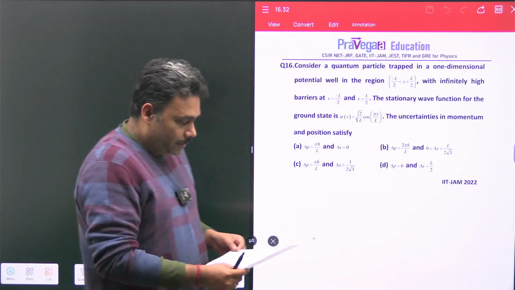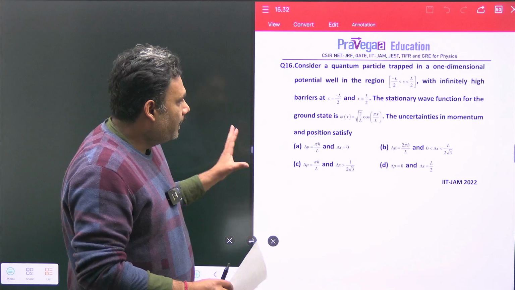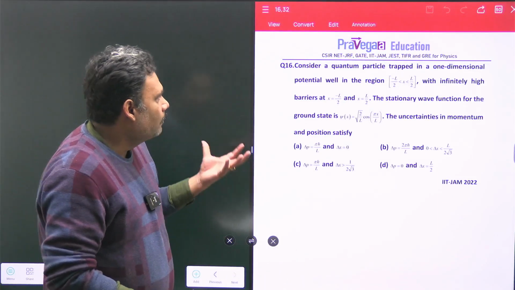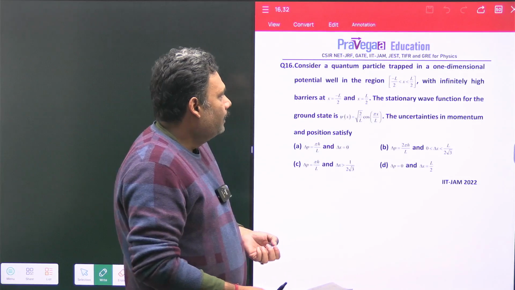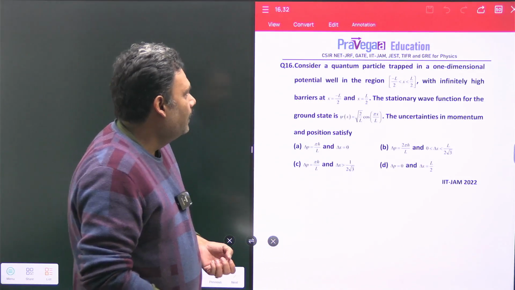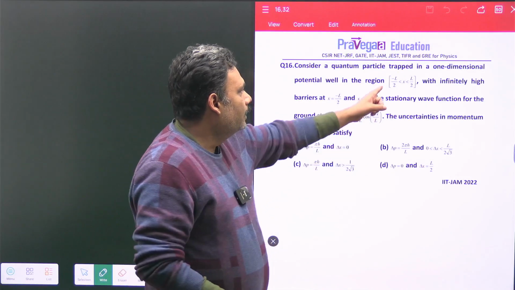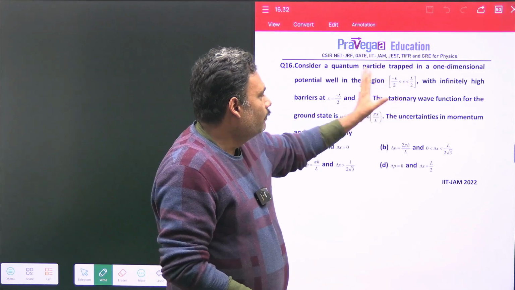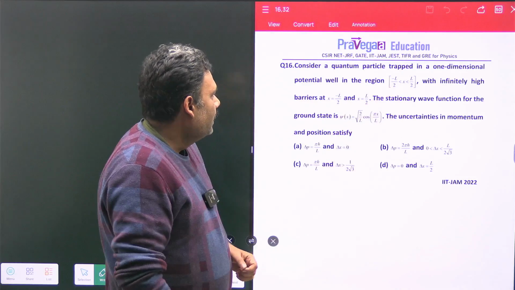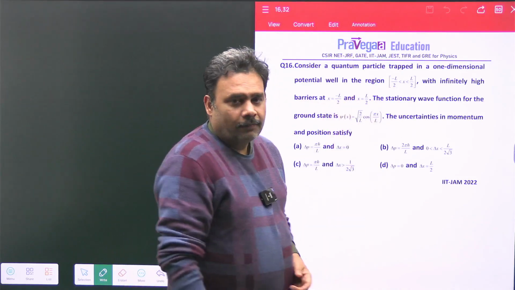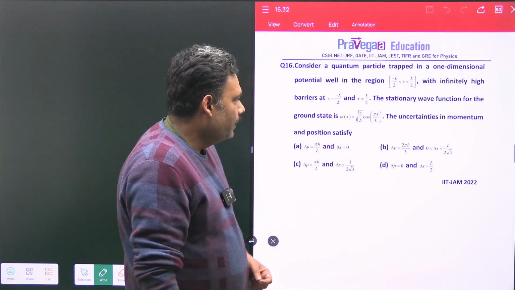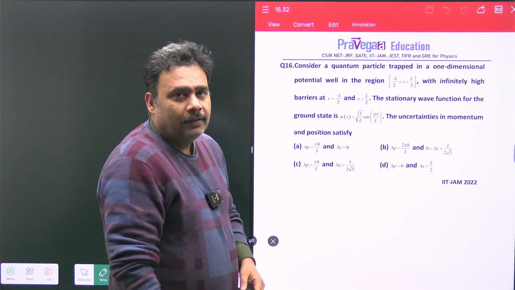Hello students, so let's try to solve one problem from the IIT-JAM examination, and this is a very conceptual problem. It is given that a particle is confined in a one-dimensional box, and the limit of the box is between minus L by 2 to plus L by 2. So this is a symmetric box, and the wave function of the ground state is also given.